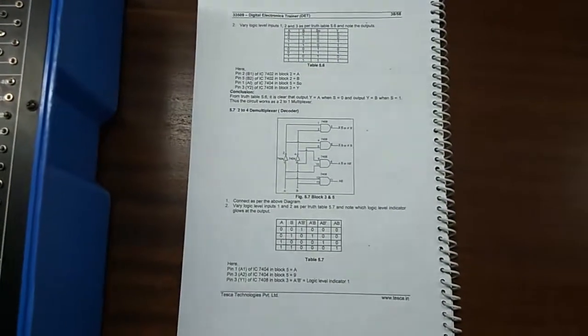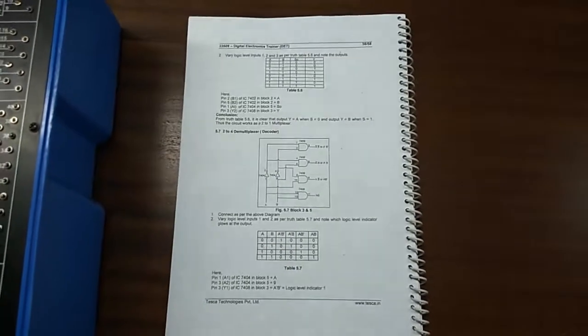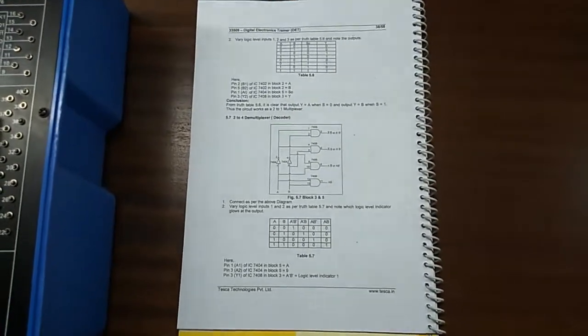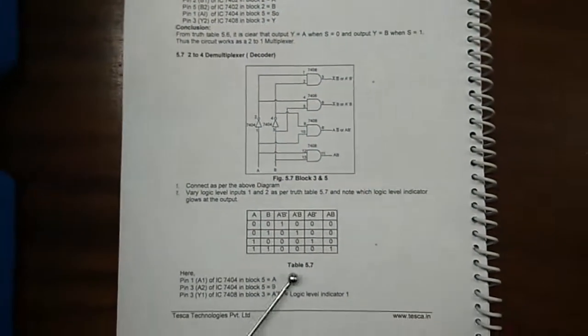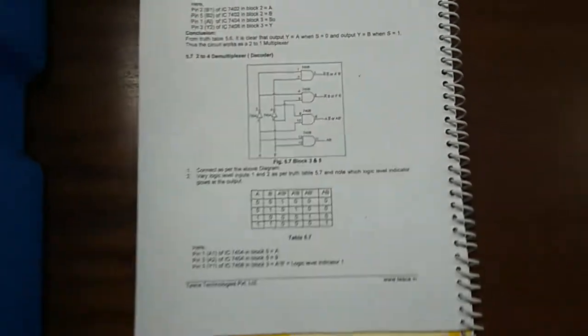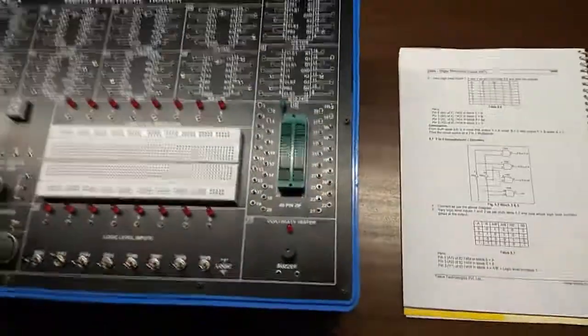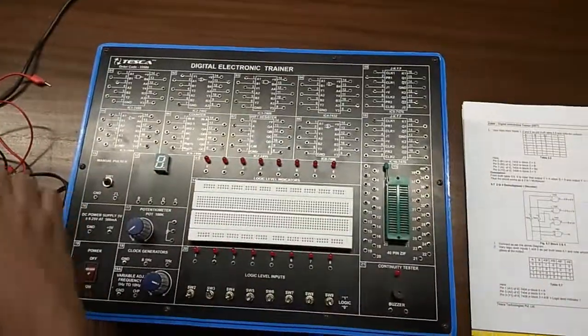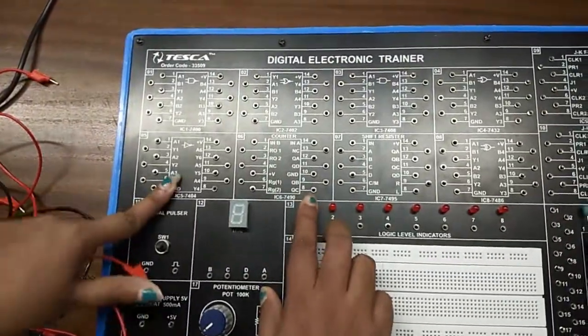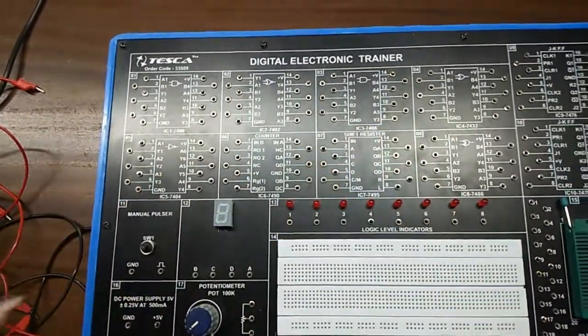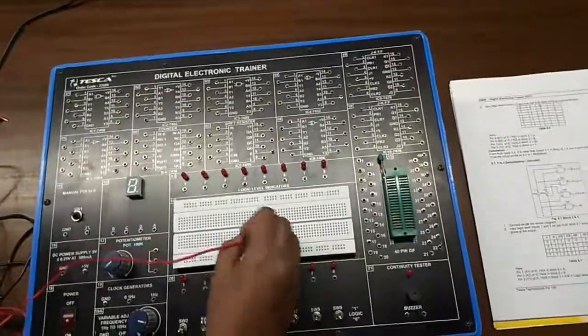Our next experiment is 2-to-4 demultiplexer decoder. This is the circuit diagram that we are going to build, and this is the truth table that we will verify. So for this we will need two ICs, this is 7408 and 7404. So this is 7404 and this is 7408. These ICs are inbuilt. You can also use IC here in the breadboard.